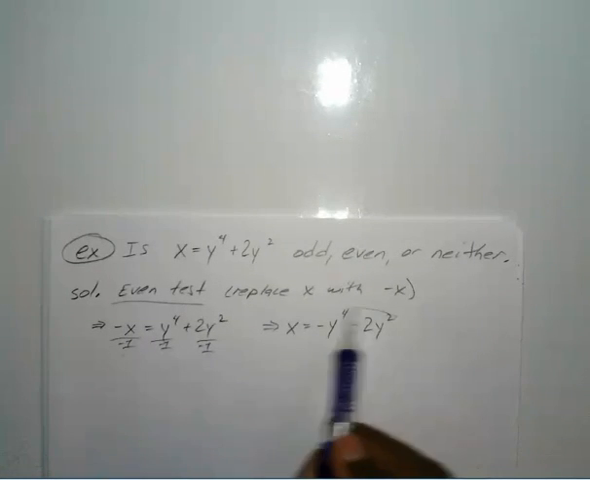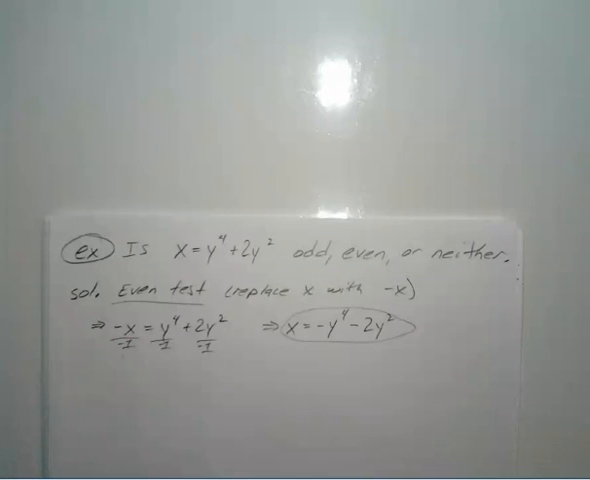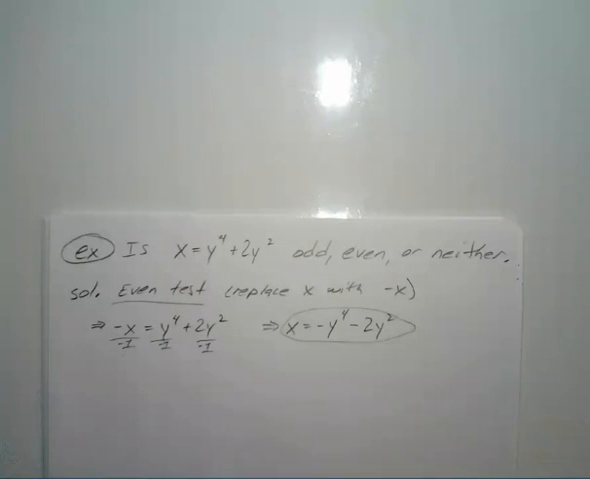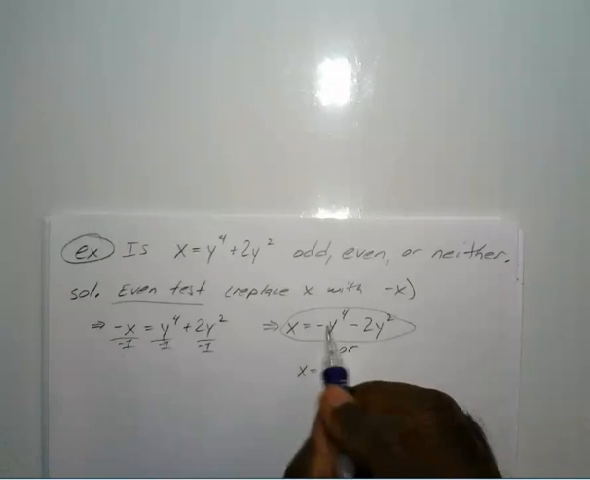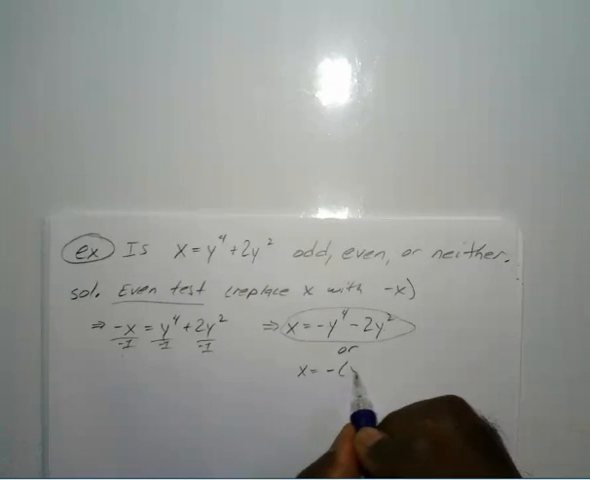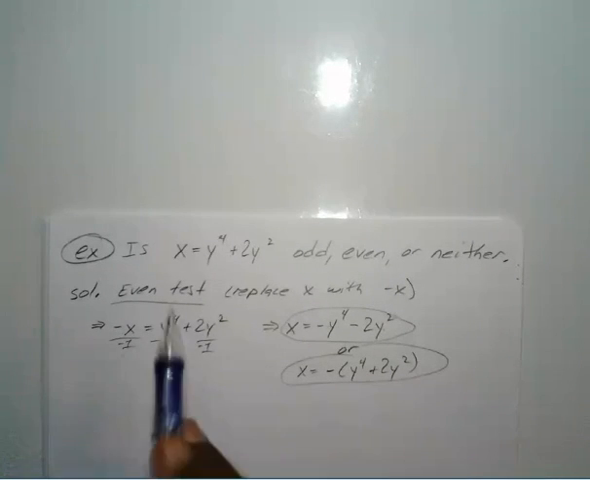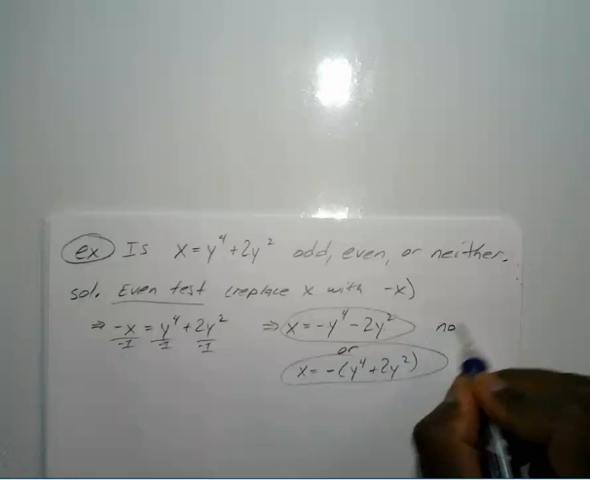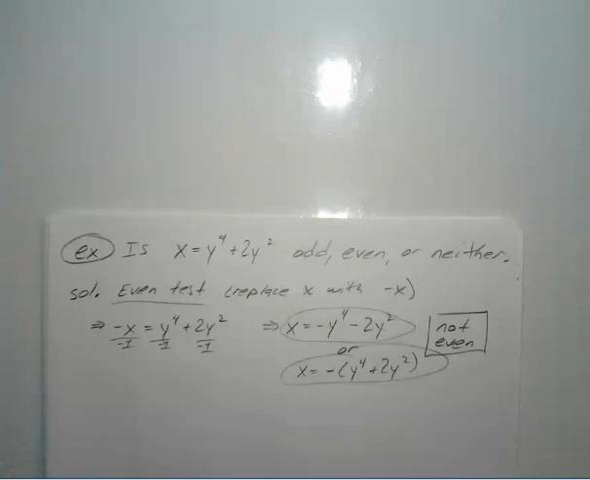Okay, so we see here that this is not even with that. Now if these two were the same, or you ended up with x equal and both those were the same, or even if you decide to rewrite it by factoring out a -1, you have negative y to the fourth plus 2y squared. It's still not the same as where you started. So you see here that it's not even. Okay, so we know it's not an even function.